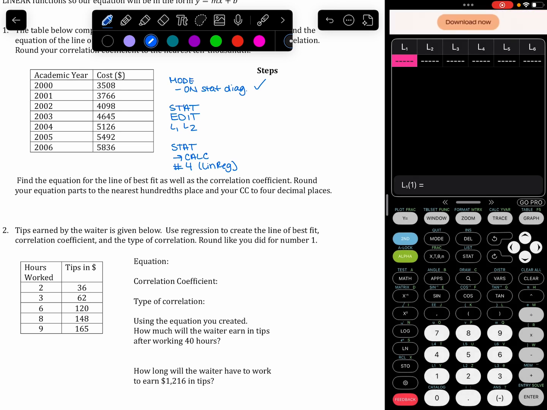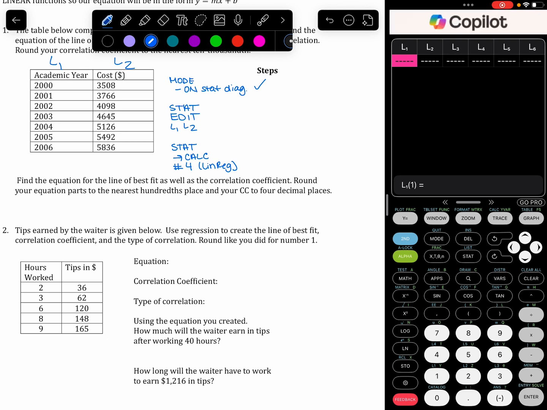What's happening? Why did it do that? Okay, that's weird. Okay, so here I have my L1, L2, L3, L4, and so on. I've got all these columns, but I really only care about our L1 and our L2 columns. When you look at your table, the first thing that you're given is always L1, and the second thing that you're given is always L2.